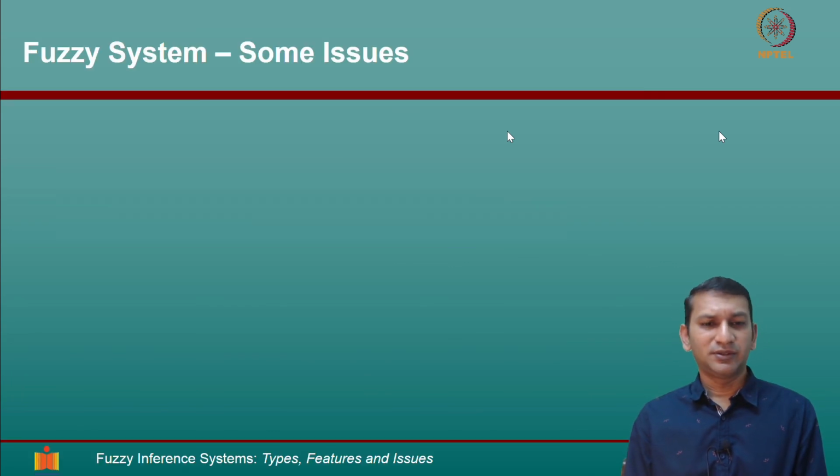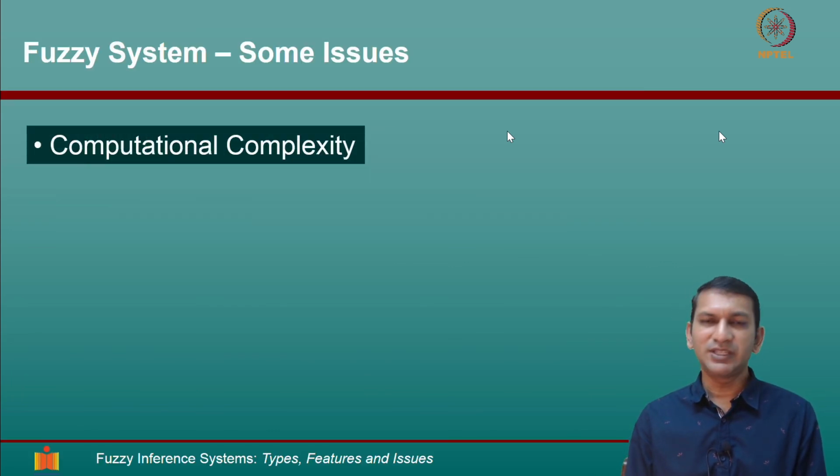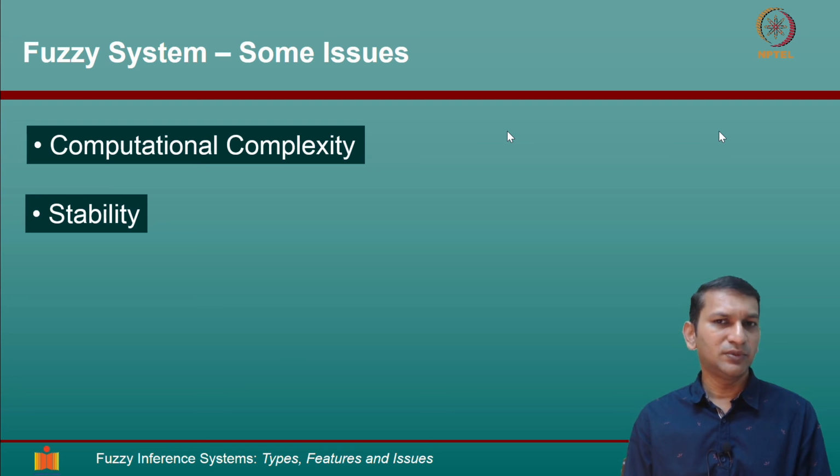And what are some issues? Well, one of them we have seen, dealing with the Mamdani and fuzzy relational inference, the computational complexity, both storage and the calculation or computing complexity. And in the scenario of control systems, stability is also extremely important. So instead of starting from one point, if you start from another point, would the system still be stable? That's what is the question here.